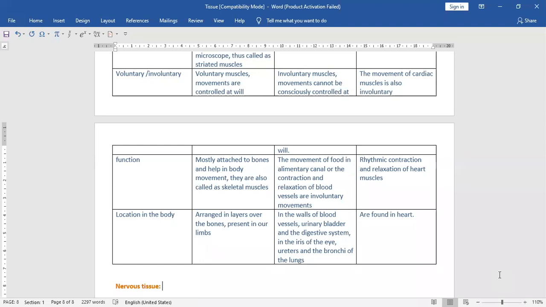And this is all about muscle tissues. Clear? This question is always asked for 3 marks along with a diagram. Sometimes only the diagram is asked for 3 marks, and sometimes the difference along with the diagram is asked for 3 marks. Clear? Okay. And the last tissue is nervous tissue.